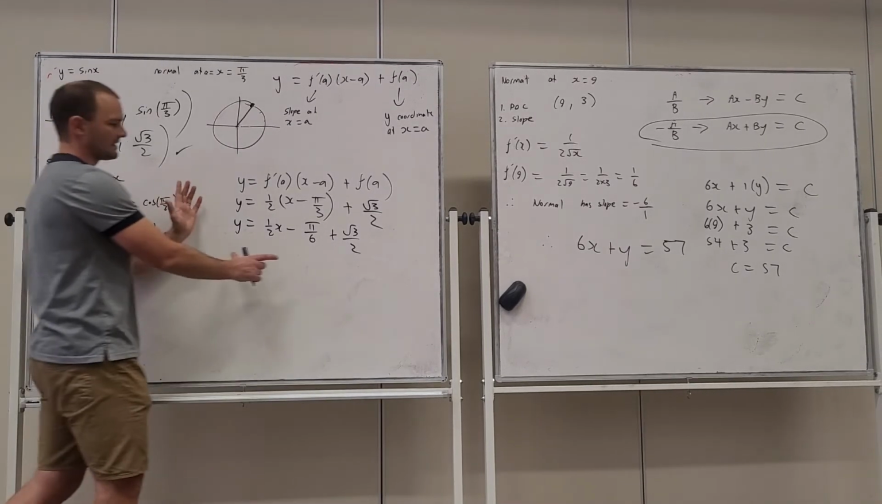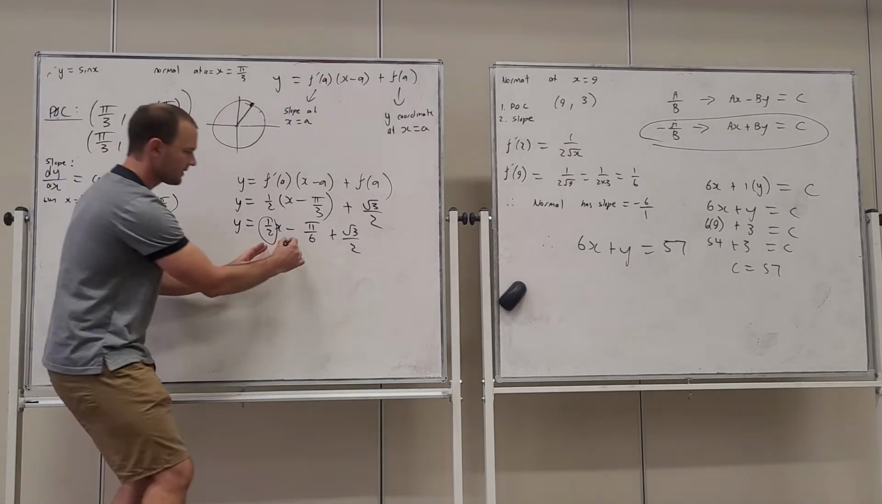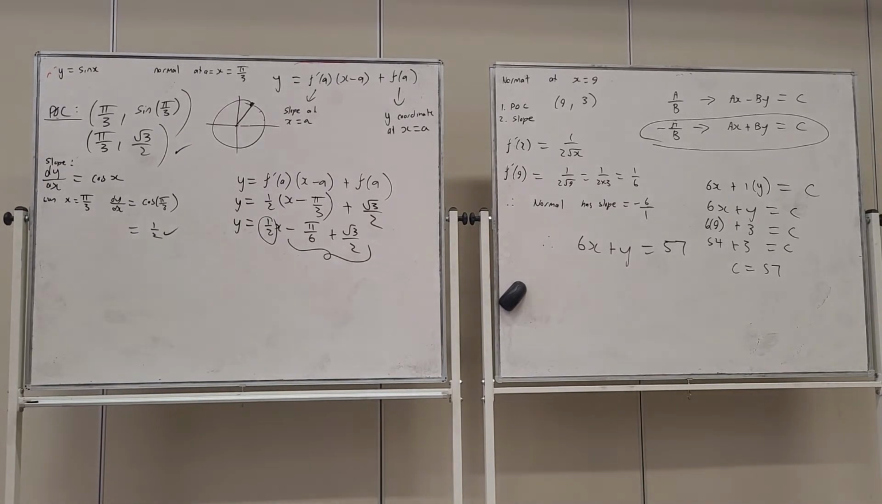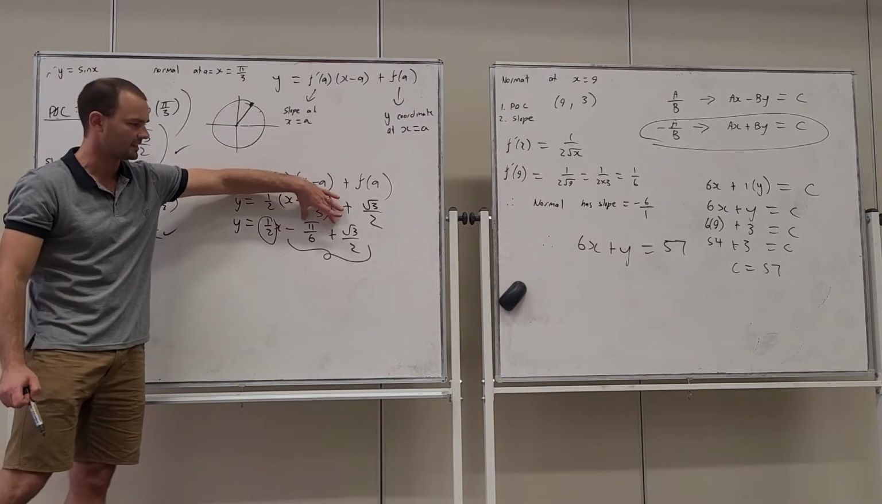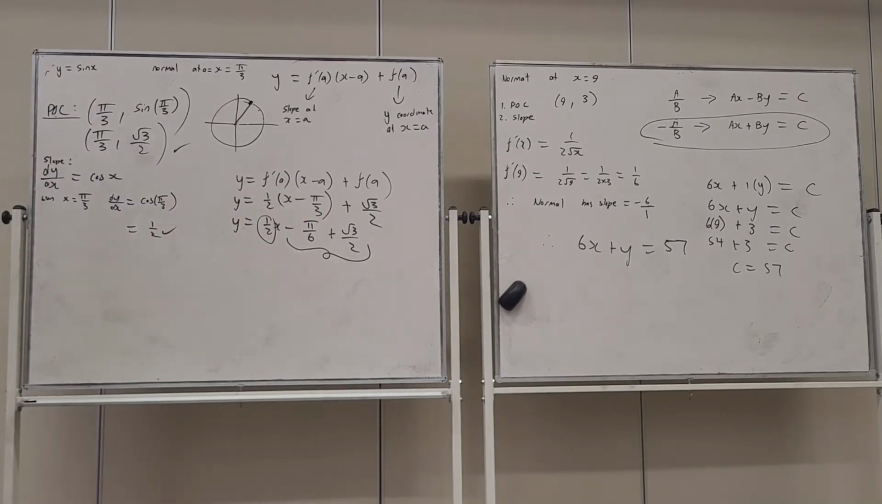And that's it, okay? Here's the slope. This ugly thing here is the y-intercept. You could put it in your calculator to a couple of decimal places, but that's it in exact form. So it's the equation of a line that's tangent.